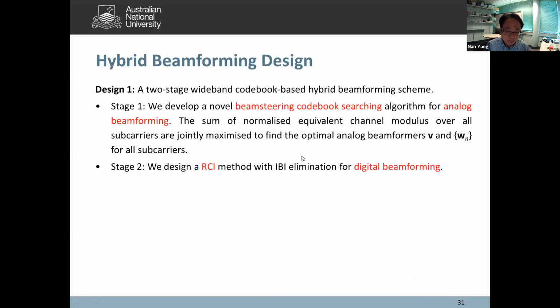Based on this, in this paper, we propose two hybrid beamforming designs. The first is a two-stage design. For the analog beamforming, we design a beam steering codebook search. For the digital beamforming, we use regularized channel inversion to eliminate the interband interference caused by the CFO. So this is our first design.